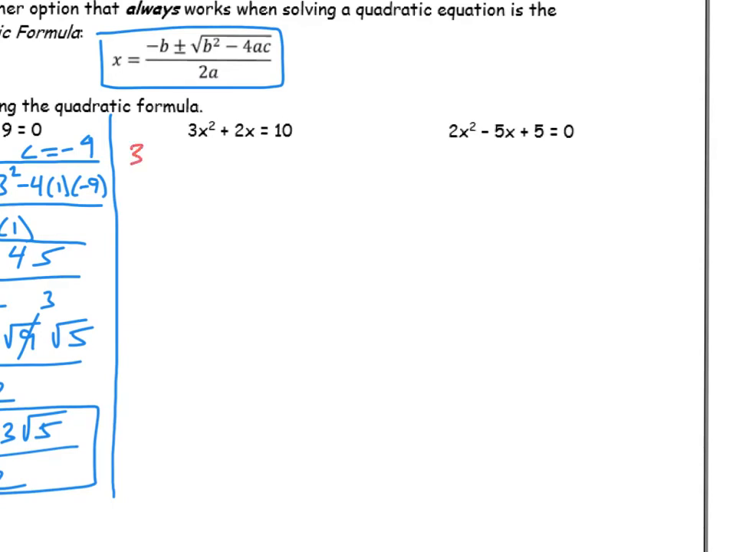All right, 3x squared plus 2x, right? Same as before, if we're going to start to solve for these two solutions, it has to be set equal to 0, okay? There's A, which is 3. There's B, which is 2. There's C, which is negative 10, okay?